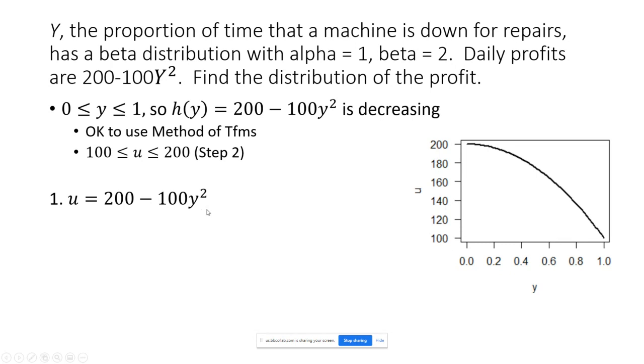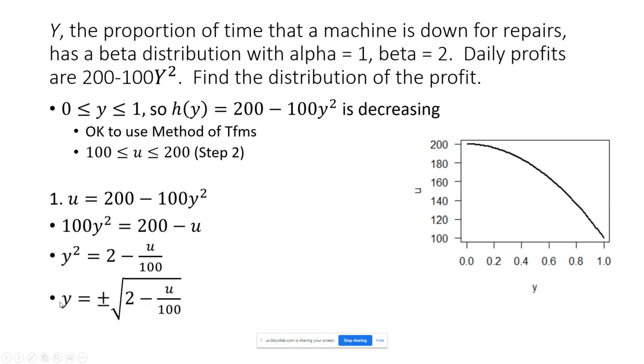So then h inverse is we want to solve this for y. So 100y squared equals 200 minus u. So y squared equals 2 minus u over 100. So y equals either plus or minus the square root of 2 minus u over 100. Do we want the positive or the negative square root in this case?